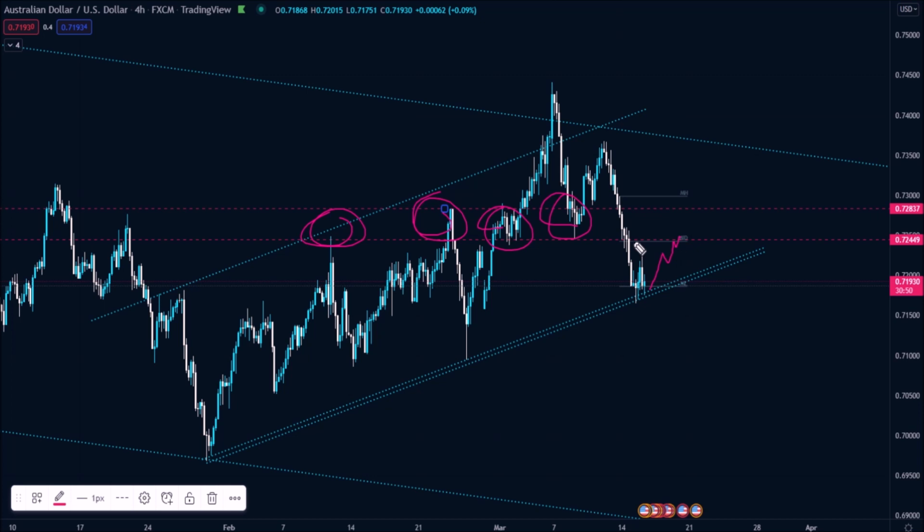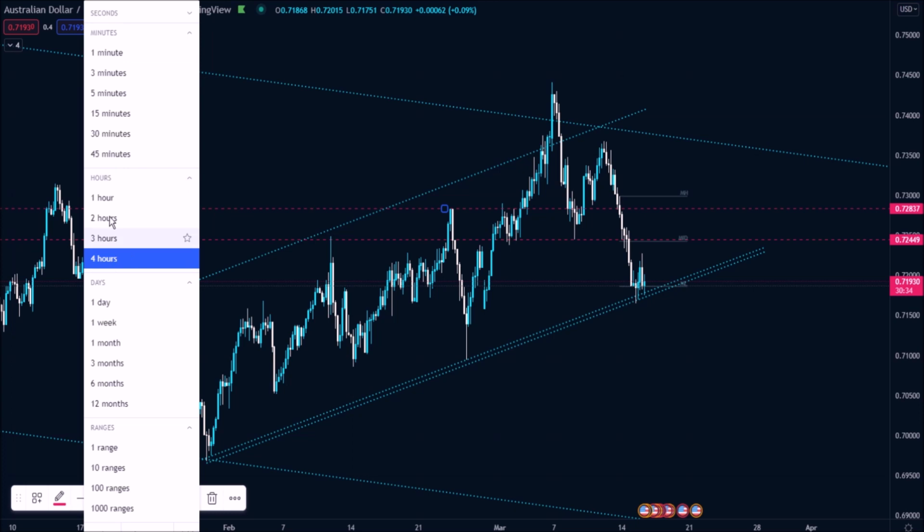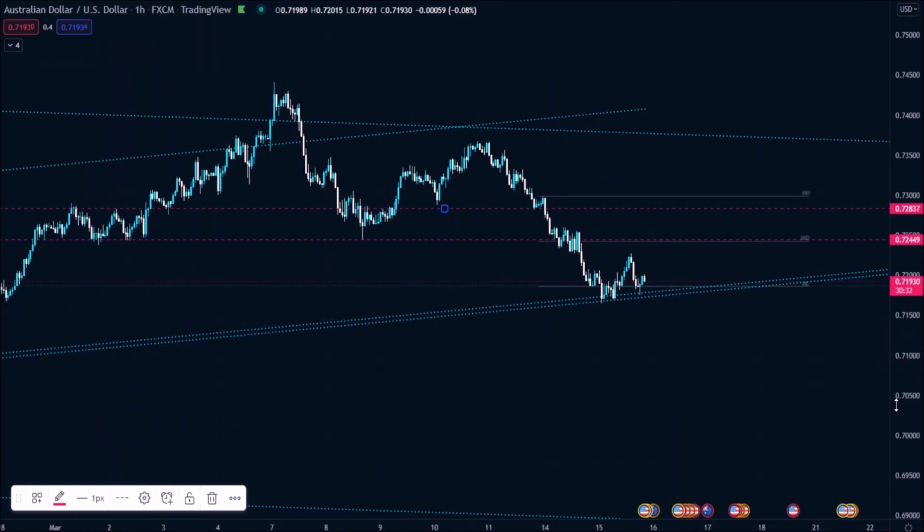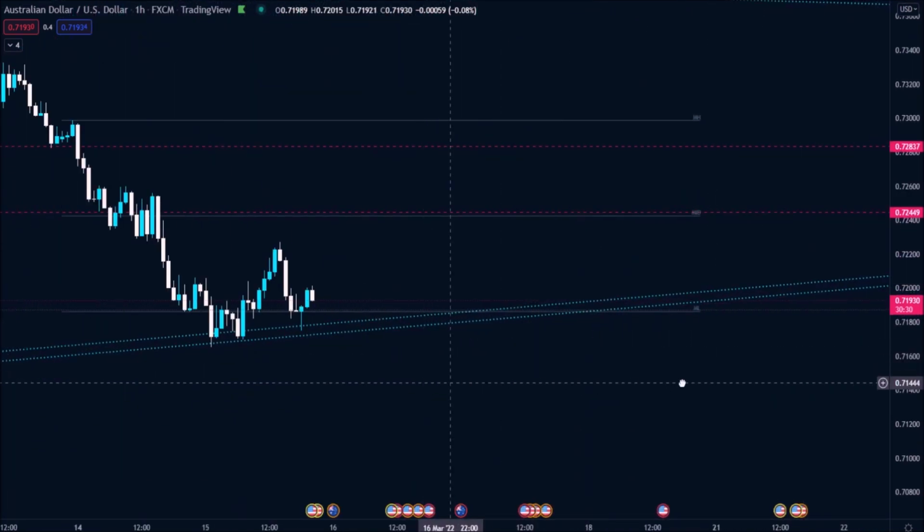If we come up into Monday's midpoint and then break this structure, I would be inclined to take shorts, just to take one low at a time. We do have Monday's low. Now let's just go into the hourly, dive a little bit deeper, and show you what's currently happening.